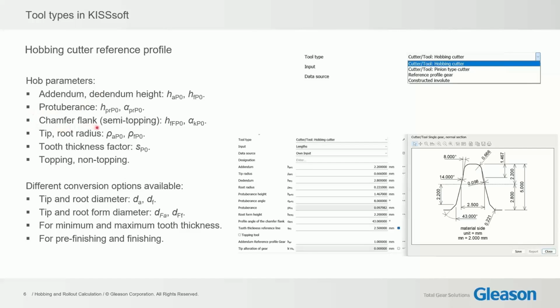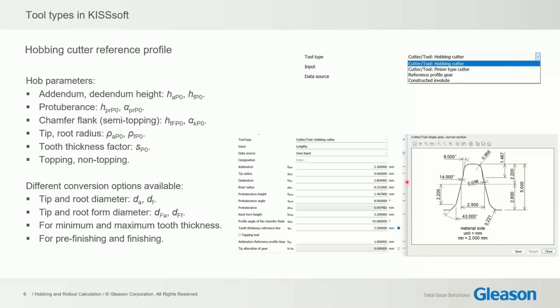We can have the definition of the chamfer flank, also semi-topping. How we call it is HFFP0 and alpha KP0. So those would be the angle here and the height of the chamfer flank. This, again, the reference is in this case from the reference line. We have 2 radii. We have the tip radius, and also the root radius. And we have also the tooth thickness factor SP0. As I said before, we have an option to define if the tool we are using is a topping tool or a non-topping tool.